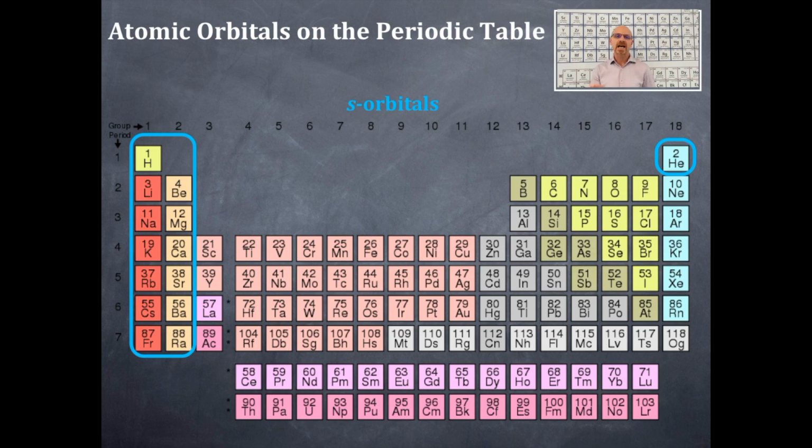So these are the S or sharp type orbitals. They include groups 1 and 2 and of course helium. Make sure you include helium in this. That's why there's that little gap there to the right of the hydrogen. That helium needs to slide on over right next to the hydrogen.